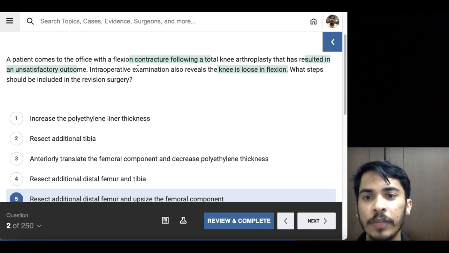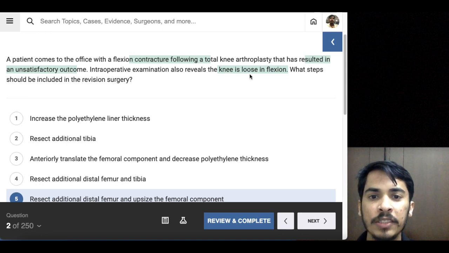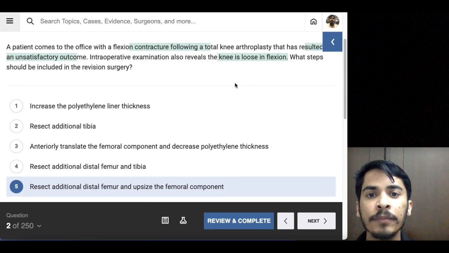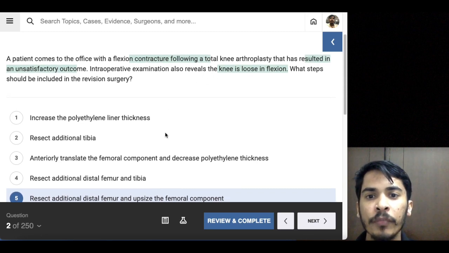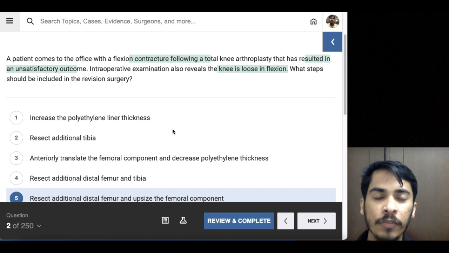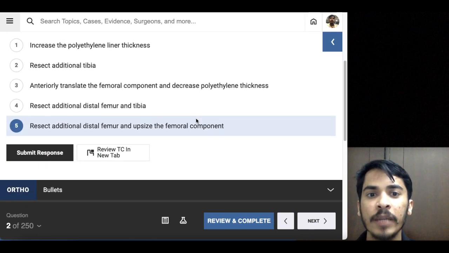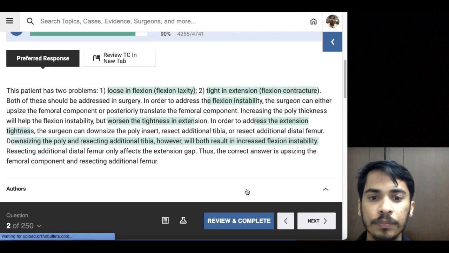A patient comes to the office with a flexion contracture following a total knee arthroplasty that has resulted in unsatisfactory outcome. Intraoperative examination also reveals knee loose in flexion. So flexion gap is loose and there is a flexion contracture. Flexion contracture means there is a tight extension gap and a loose flexion gap. So one thing we can do is we can cut the distal femur. Distal femur resection only imparts extension gap. So after increasing the extension gap, we can put a higher sized poly. So resecting the additional distal femur and upsizing the femoral component will be the best answer.